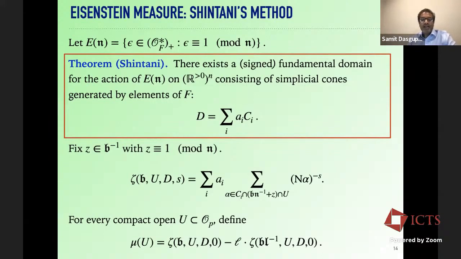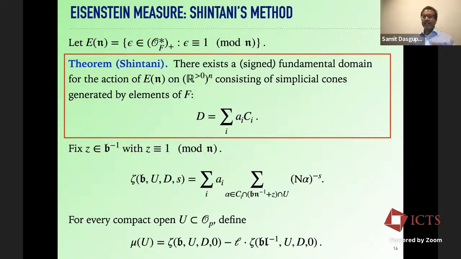And the reason that I've allowed myself signs in this theorem is that it's simpler to write down an exact formula in terms of a basis of E_n if you allow yourself signed fundamental domains: plus one cone, minus another cone, plus another cone. If you allow pluses and minuses, or general integer coefficients, then one can write down an explicit formula for what this domain looks like.